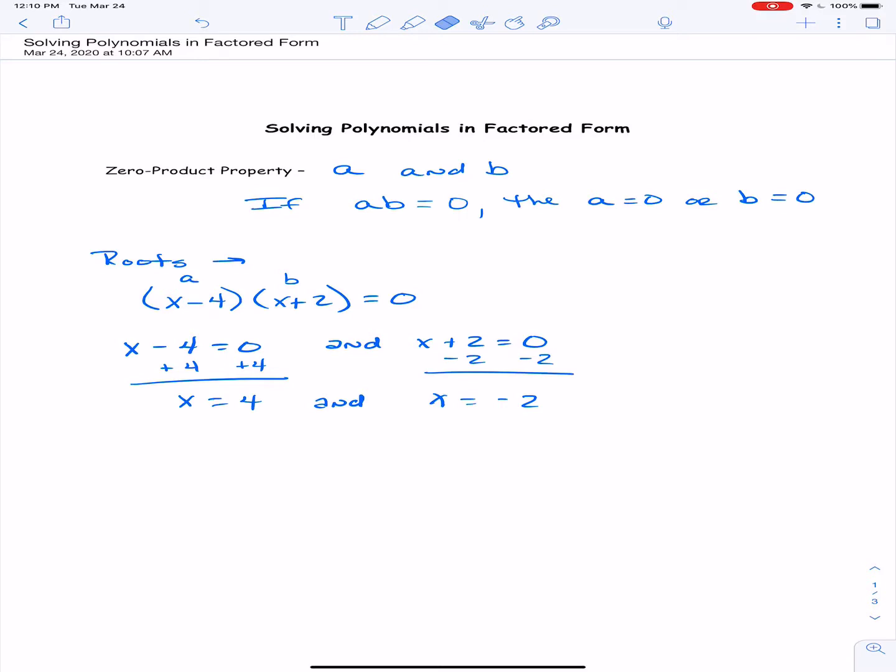Let's do this one, 3x plus 2 times x minus 4 equals 0. And we're going to find the roots of this one. Okay, so we do the same thing. We're going to set both of these equal to 0. So 3x plus 2 equals 0 and x minus 4 equals 0. So we'll solve this two-step equation.